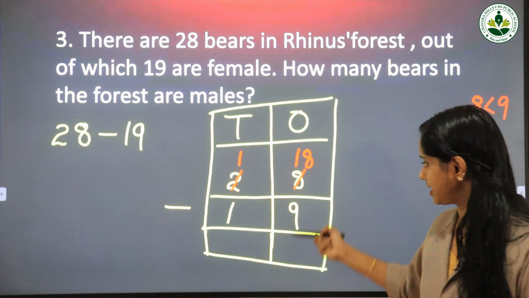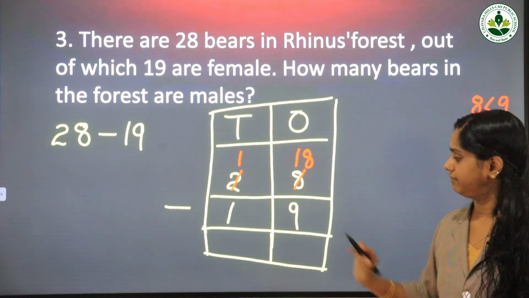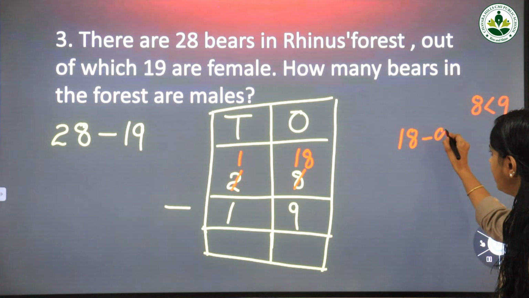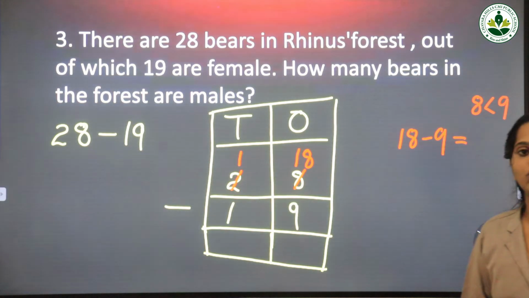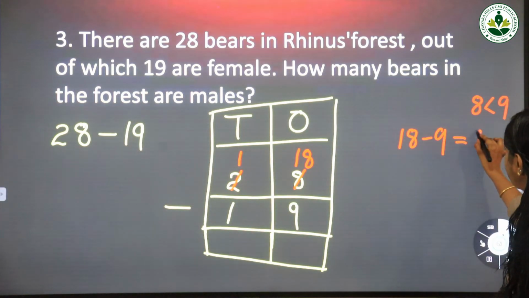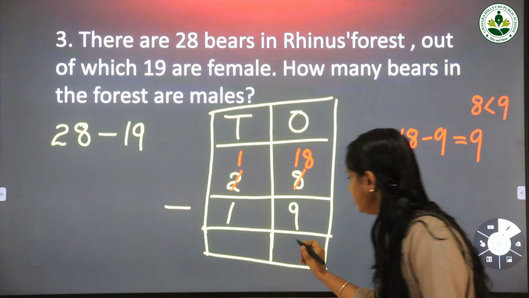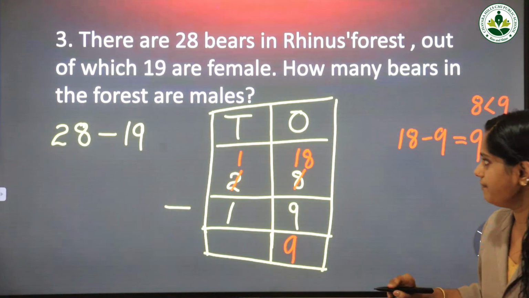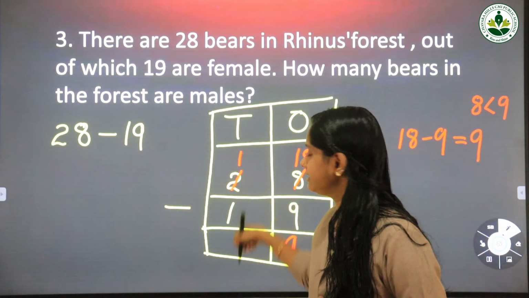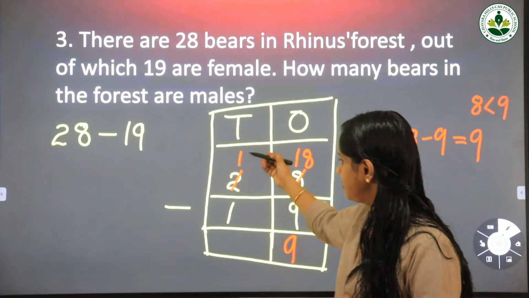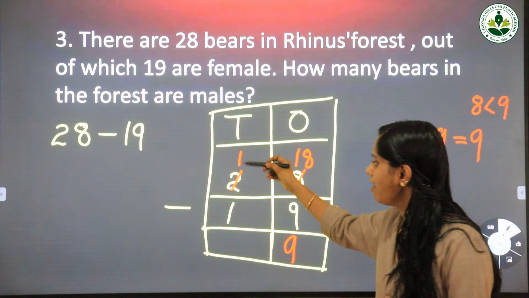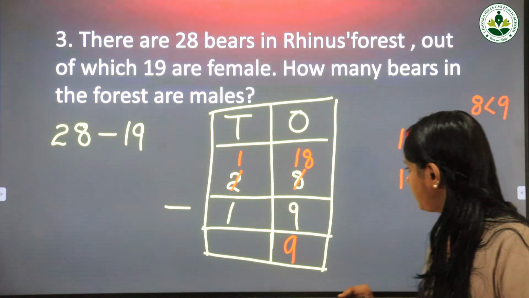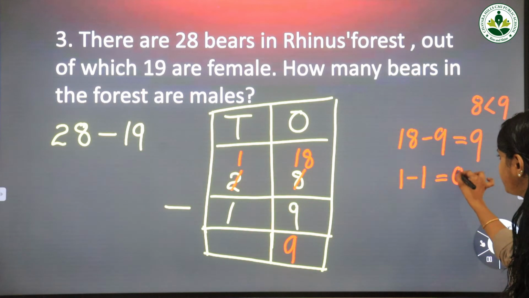Now we can subtract 9 from 18. 18 minus 9 is equal to 9. So we can write 9 in the ones column. Then next step, subtract the digits in the tens column. Here 1 minus 1 is 0.